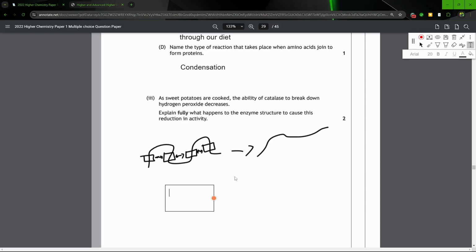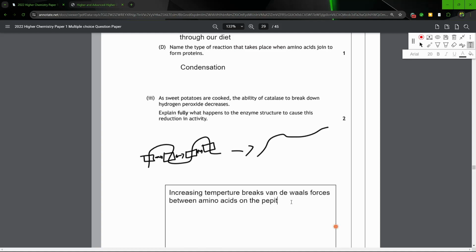So we can say increasing temperature breaks van der Waals forces between amino acids on the peptide chain, meaning that the protein loses its shape and thus denatures, reducing its activity.